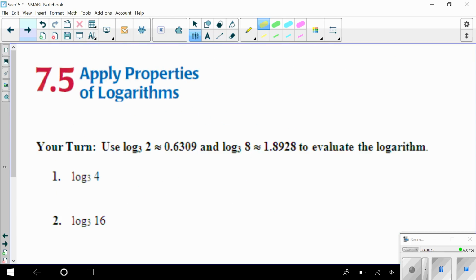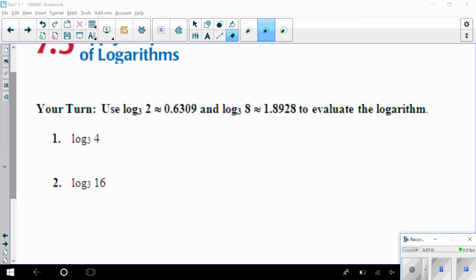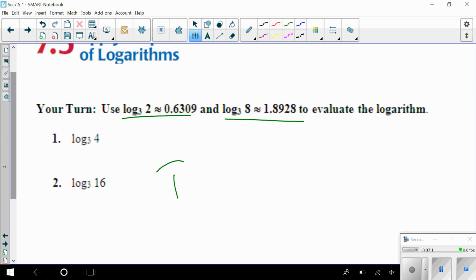All right, try these next few on your own. You can pause the video while you work and then unpause for the solution. You're using these specific logs: log base 3 of 2, log base 3 of 8.